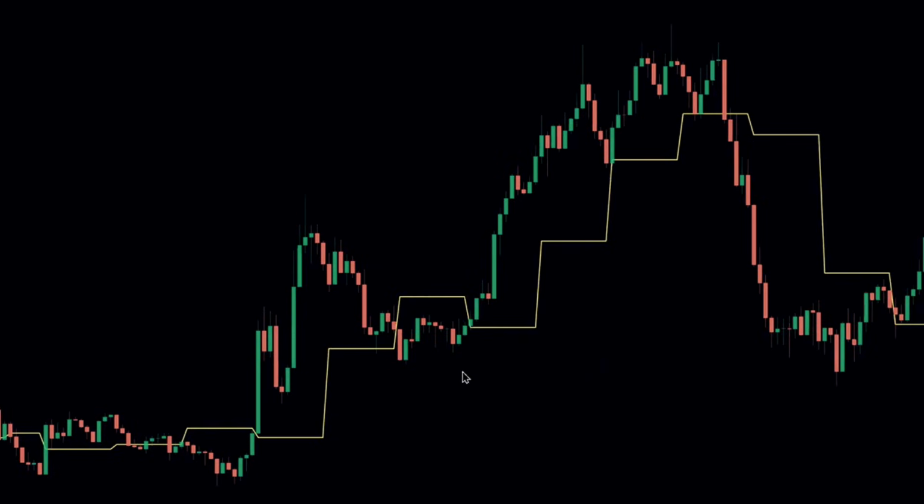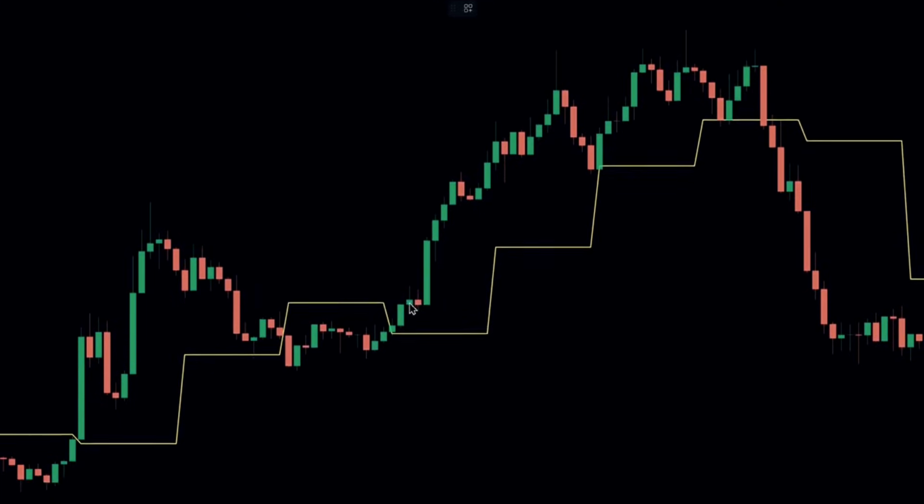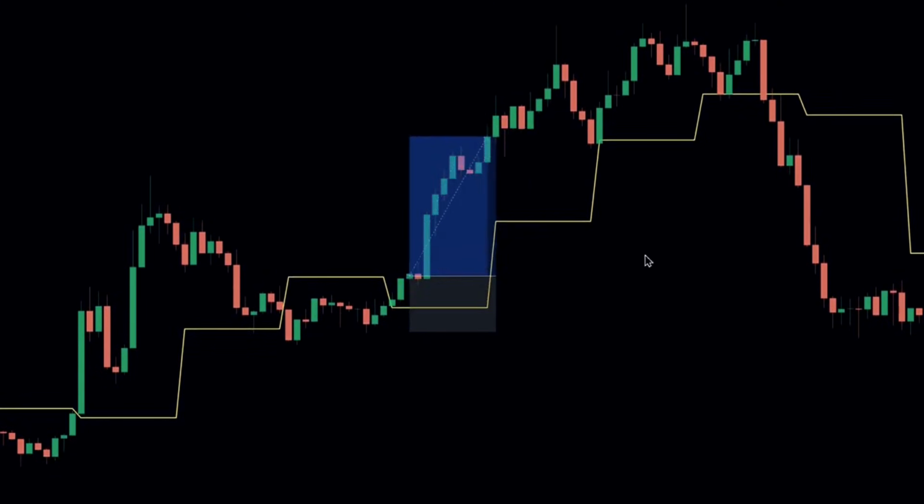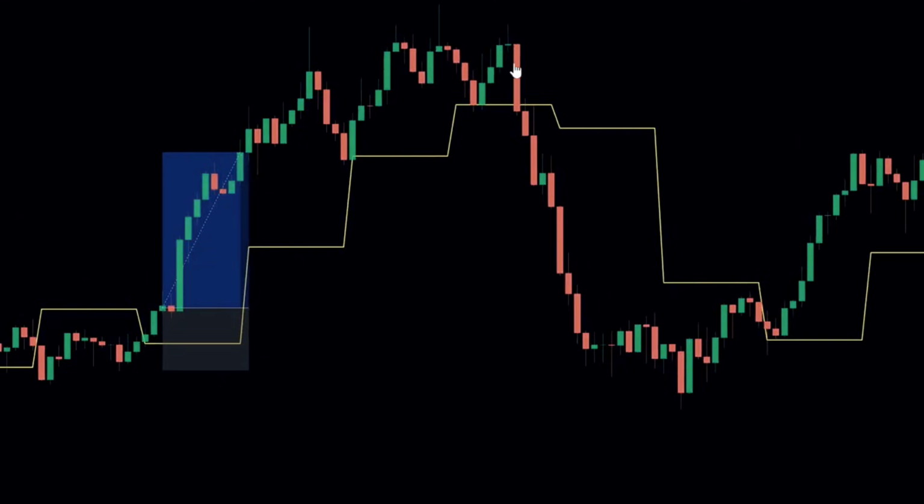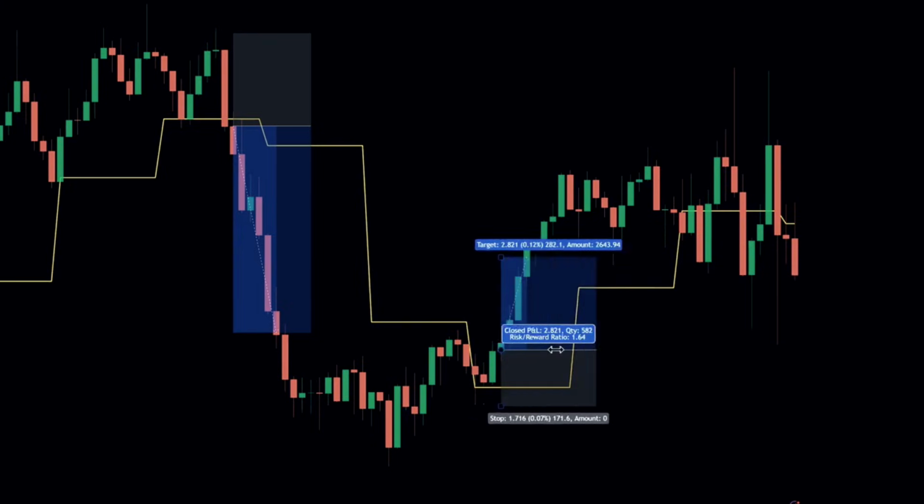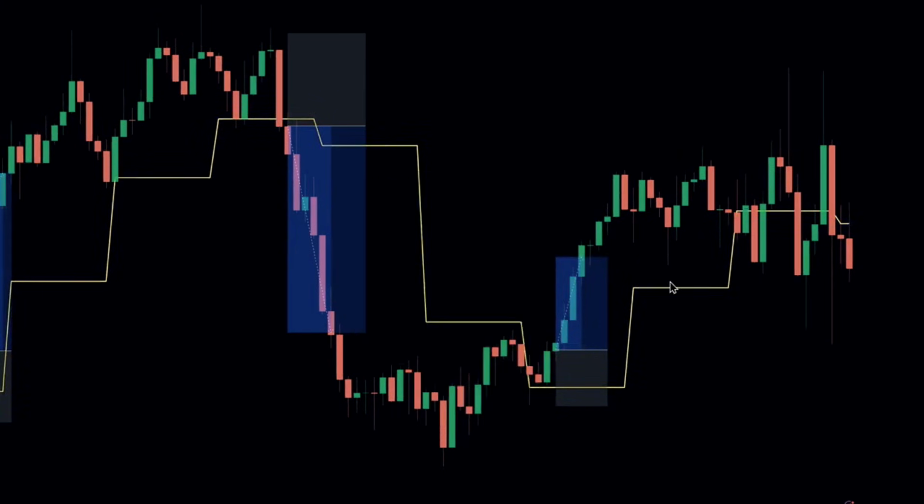What we do know is that when the price breaks and closes above this line, that's our cue to take long positions. On the other hand, when it breaks and closes below, that signals a short position. To make things clearer on the chart, we'll change its color to yellow and confirm the settings.